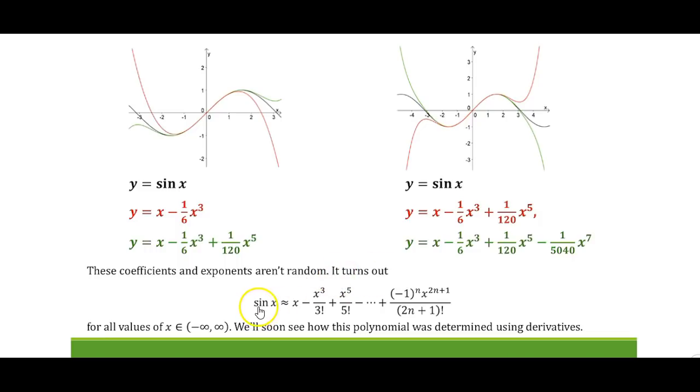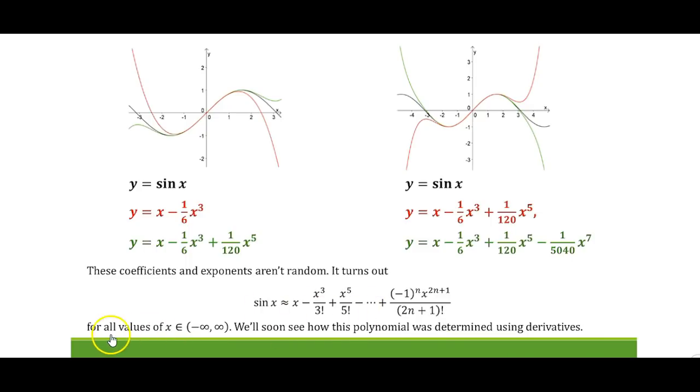So it turns out that sine x is approximately x minus x to the third over 3 factorial plus x to the fifth over 5 factorial, and this alternating pattern continues of the sign and the exponents and the factorials to have this general form. So here we have the negative 1 to the n means they alternate. x to the 2n plus 1 means that we're going to have odd powers of x, and we're going to divide by those odd powers and have each be a factorial.